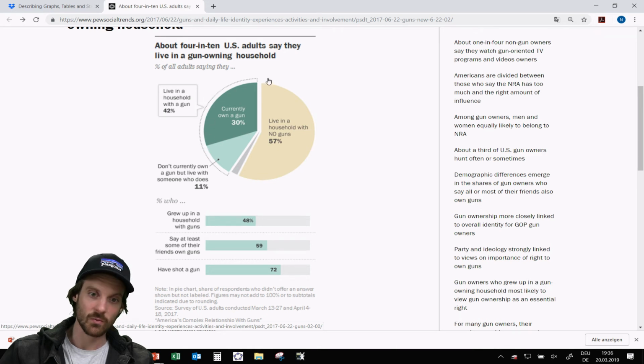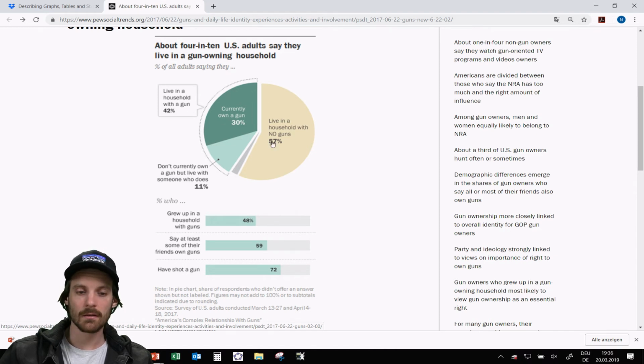Something special with this pie chart is that 42% live in a household with a gun, but 30% of that 42% currently own a gun, and 11% of those 42% don't currently own a gun but live with someone who does own a gun, of course.